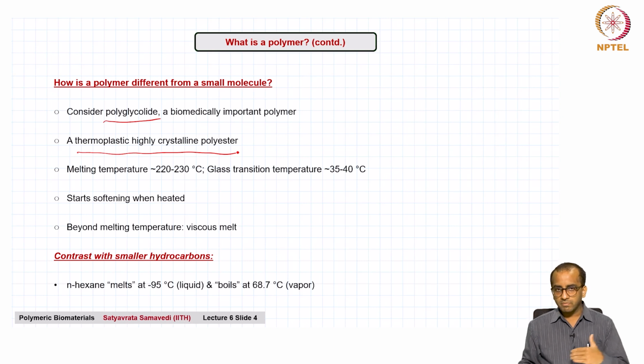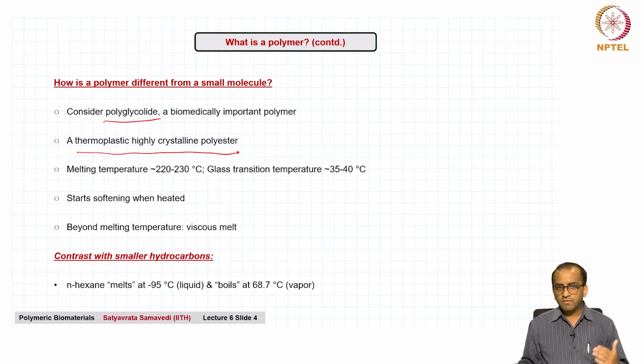All of these words will mean something as we go through the course, but for now, just note that it's a thermoplastic, it's crystalline, and that in turn will have specific implications, and it's a polyester, which has something to do with the chemistry. So the thermoplasticity has to do with both the structure and the mechanical properties. The crystallinity has to do with the microstructure, and the fact that it's a polyester has to do with the chemistry of the polymer itself.